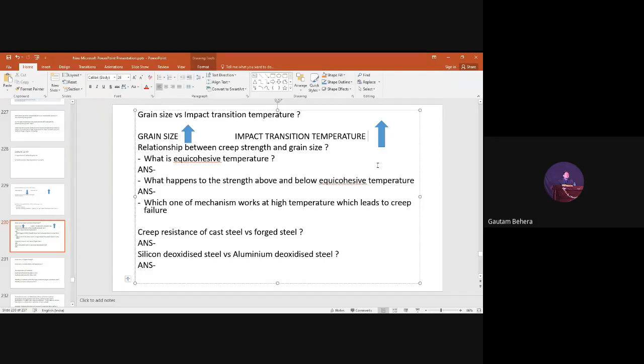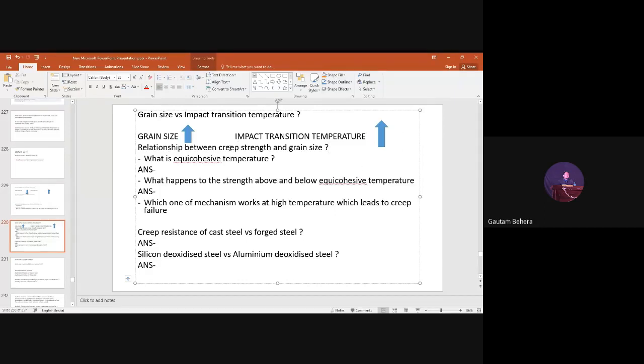If you go to a low temperature, a ductile to brittle transition will happen, right? So that means at a relatively low temperature, the material will break by brittle nature if we have a coarser grain structure, because the impact transition temperature will increase. But for finer grain, the impact transition temperature will be very low. The material may break by ductile mode, not by brittle mode.